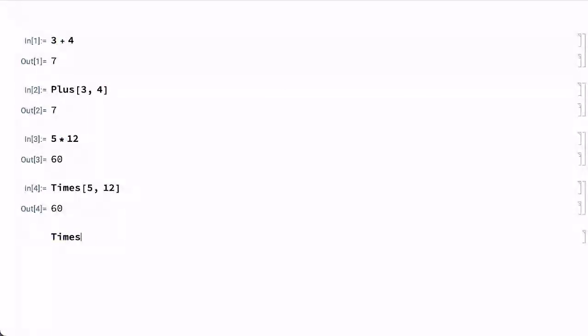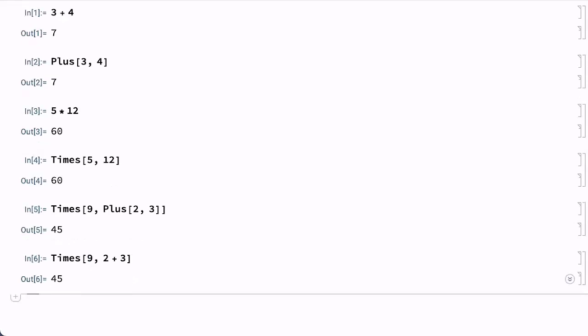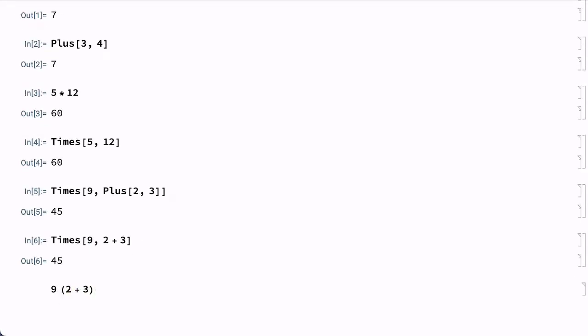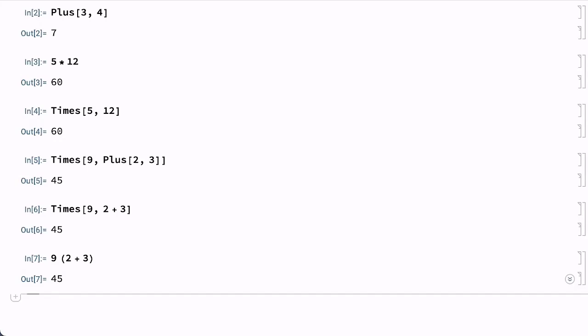You can also use functions as the arguments of other functions, so this input, for example, is 9 multiplied by the sum of 2 and 3, which is the same as the times function with 9 and 2 plus 3 as arguments, which is the same as 9 followed by 2 plus 3 in parentheses. These are just 3 different ways of entering the same thing.